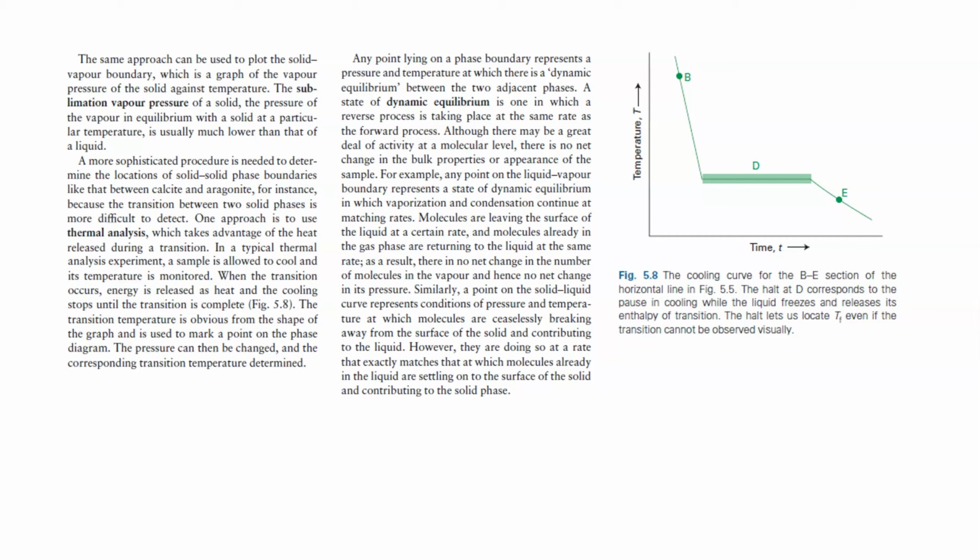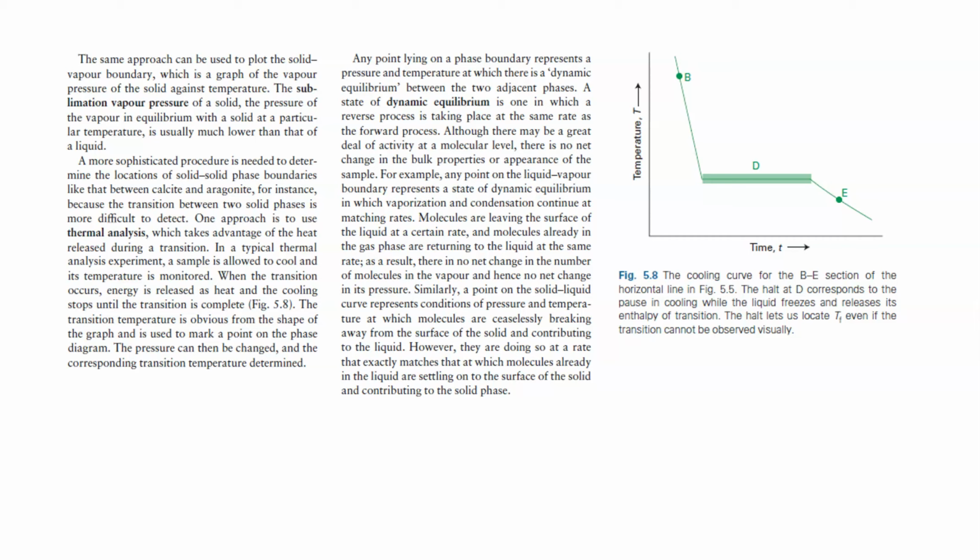One approach is to use thermal analysis, which takes advantage of the heat released during a transition. In a typical thermal analysis experiment, a sample is allowed to cool and then its temperature is monitored. When the transition occurs, energy is released as heat, and the cooling stops until the transition is complete, which is what we see in figure 5.8, where in region D you get a stabilizing region in the change of temperature over time during the transition occurring. The transition temperature is obvious from the shape of the graph, and it is used to mark a point on the phase diagram. The pressure can then be changed and the corresponding transition temperature determined.